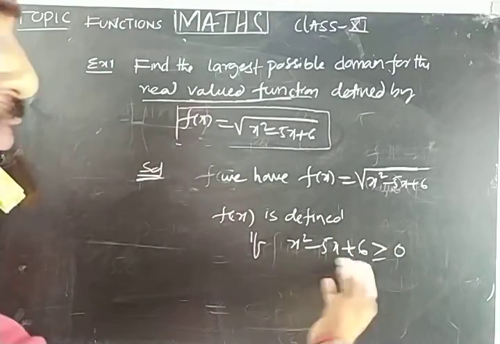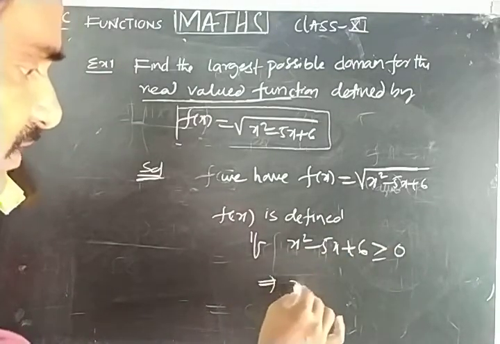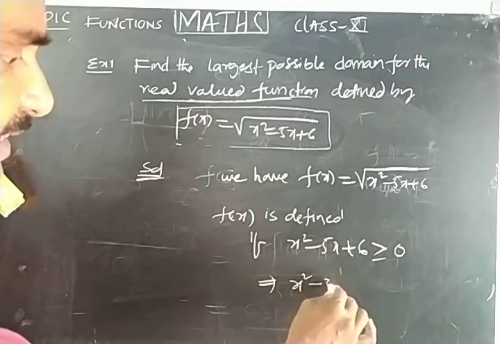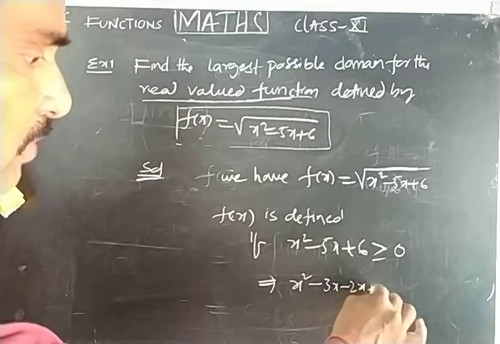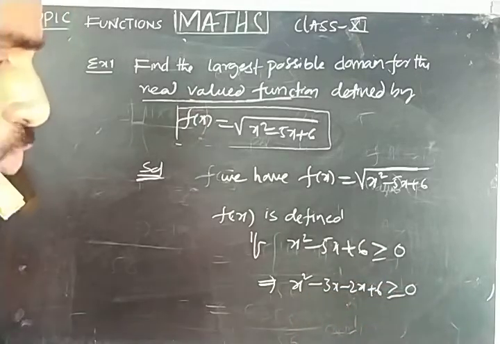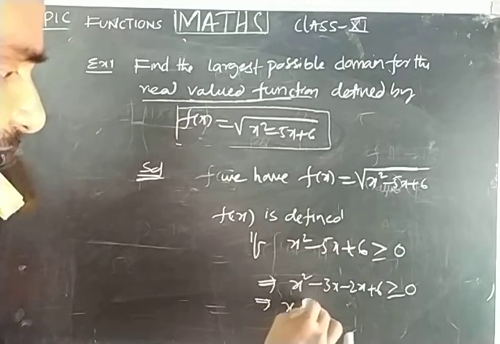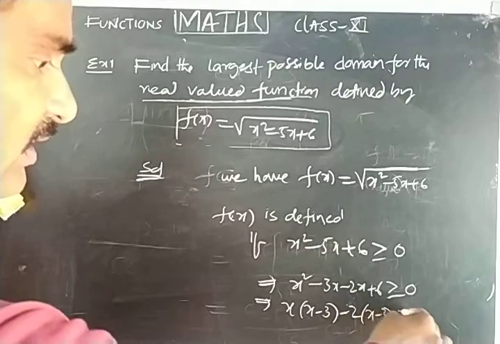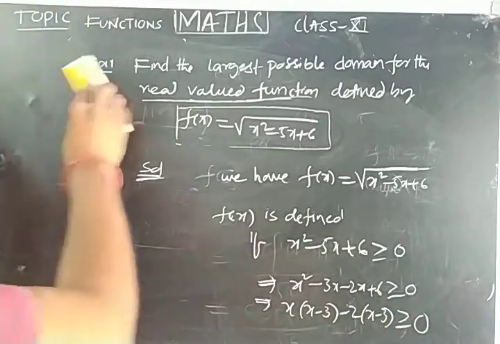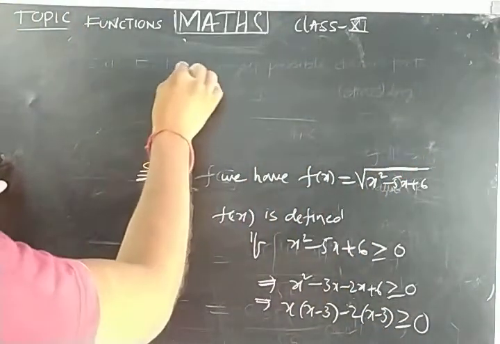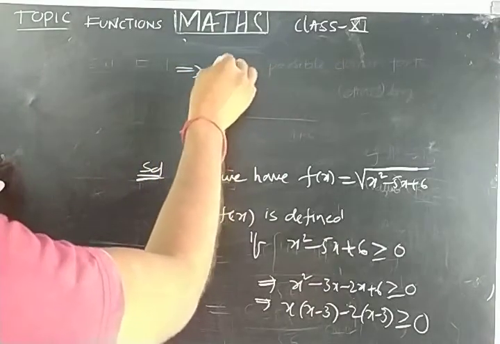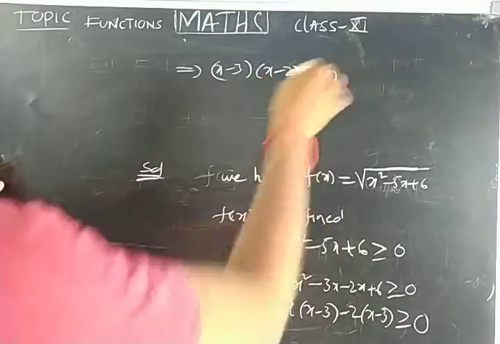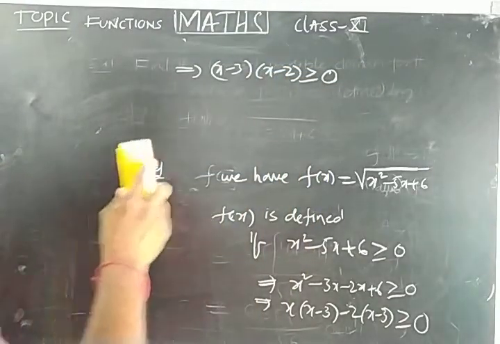How to know? You have to split the quadratic expression. So how can we write it: x square minus 3x minus 2x plus 6 is greater than or equal to 0. I am using splitting the middle term. Take x common, x minus 3. Here take minus 2 common, x minus 3 greater than or equal to 0. Now I got the factors of the quadratic expression. What are the factors? x minus 3 and x minus 2 are the factors.